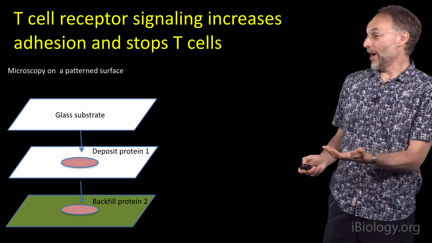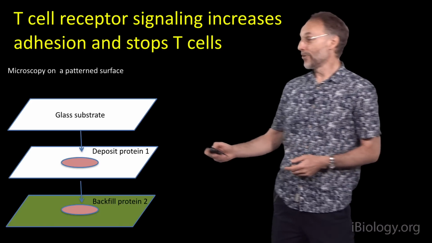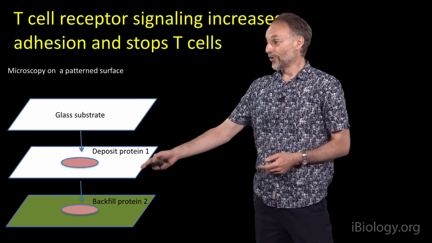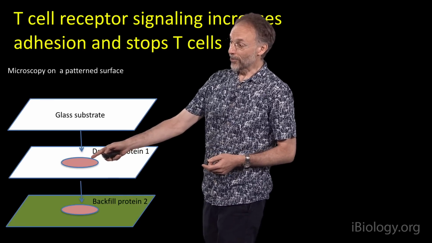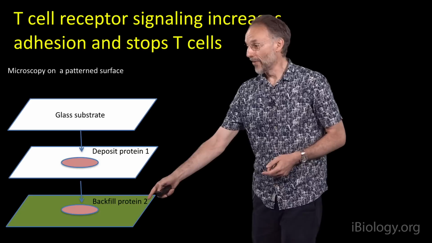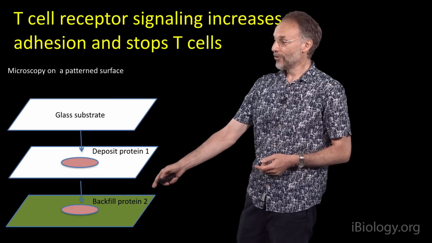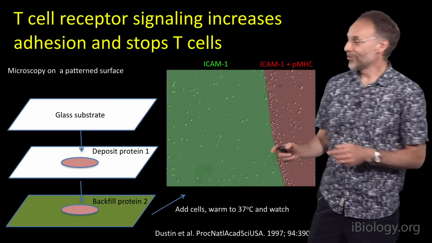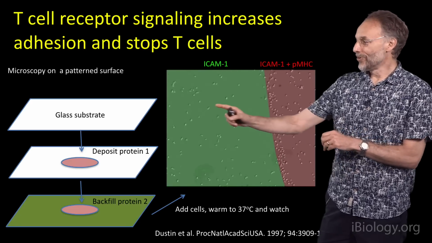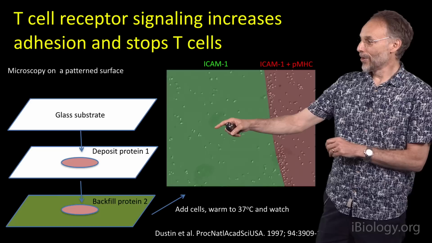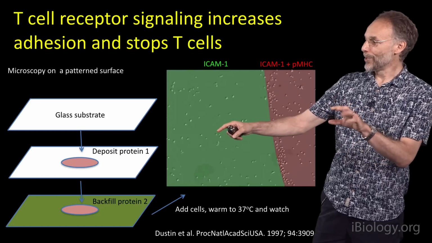So if we look at this by time-lapse microscopy, we can basically see that using substrates that have two different components on them, one coated with the adhesion molecule and MHC peptide complex, and then another kind of a backfill with just the adhesion molecule. If we then look at the T cells, so these are individual T cells, time-lapse imaging, the T cells on the adhesion molecule alone crawl very rapidly because they have weak adhesion.